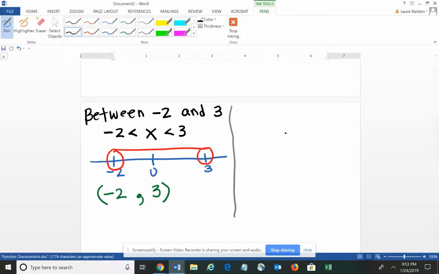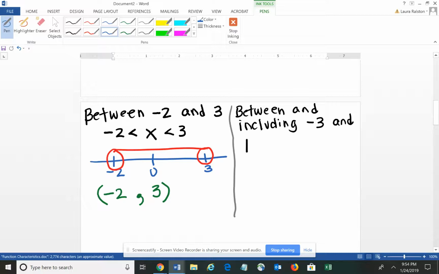Let's say we wanted to do between and including, and let's go -3 and +1. Okay. It doesn't matter what numbers I use there. These are just examples, and I'm just making them up as I go.